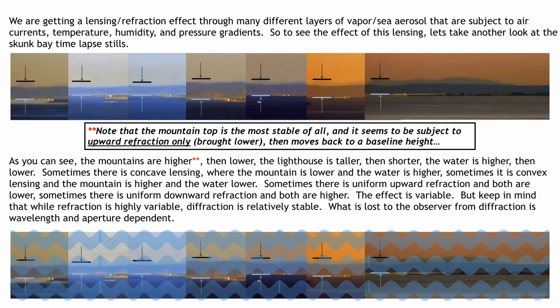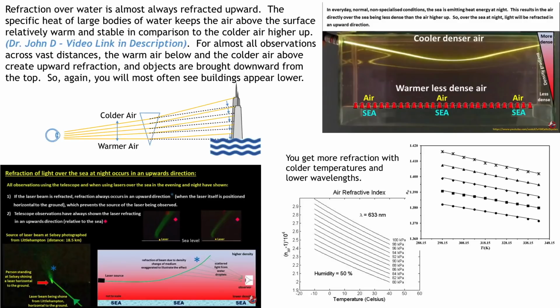But for the most part, across water, the warmer water, from the specific heat of water, is going to be creating this warmer atmospheric layer above the water, and you're going to be creating a lot of upward refraction and pushing things in the background lower than where they actually are. So we'll talk about that here.